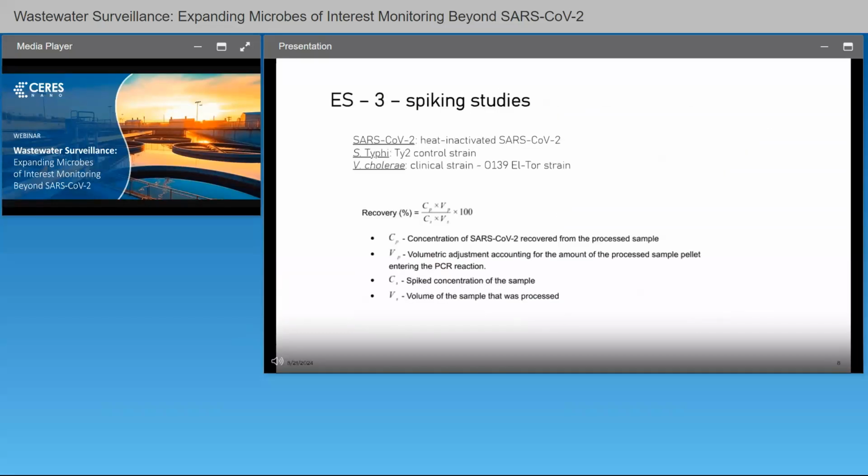So we started out by carrying out spiking studies. We used heat-inactivated SARS-CoV-2 to spike wastewater samples. We had a TY2 control strain for Salmonella typhi and a clinically isolated strain, O139 L2, for Vibrio cholerae. We spiked 3 different samples of the same grab sample at different concentrations of spiking, and we calculated the recovery, because each methodology would sample different volumes of the wastewater. So it is important for us to do the volumetric adjustment to get the actual recovery rates.